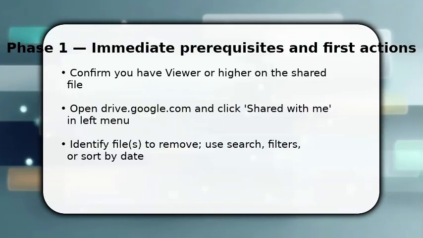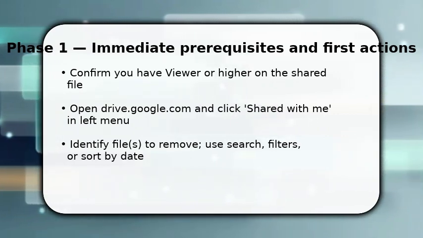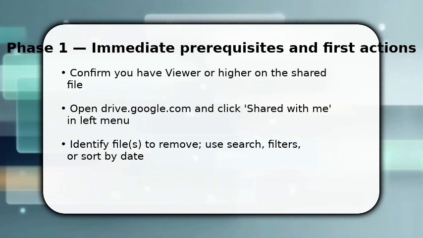You start by confirming access. You need at least viewer to see the item. Once ready, open Drive.Google.com and choose Shared with Me.